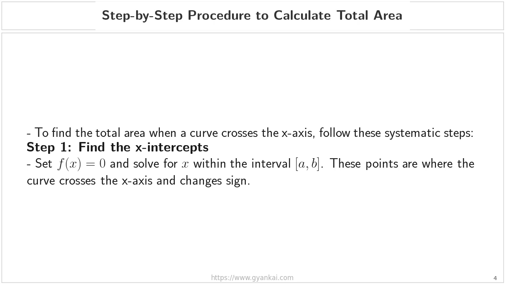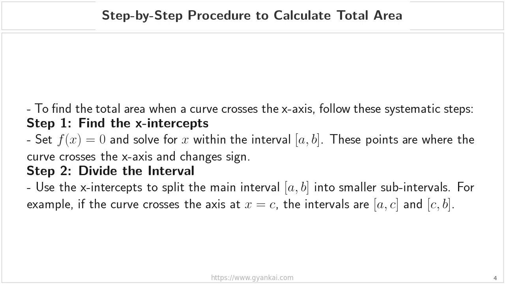Step 1. Your first task is to find the x-intercepts. To do this, set your function, f of x, equal to 0 and solve for x. However, a very important detail here is to only keep the solutions that fall within your given interval, from a to b. These specific points are crucial because they represent exactly where the curve crosses the x-axis, and more importantly, where the function changes its sign from positive to negative or vice versa.